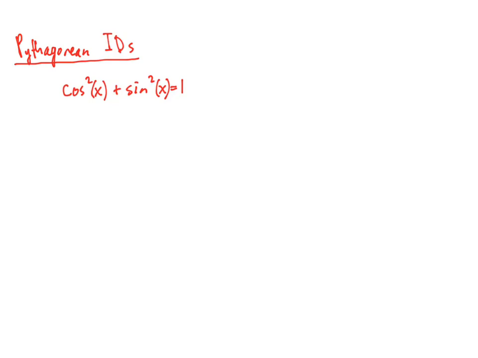And then there are two other versions of the Pythagorean identity. If we divide through each term by cosine squared, we get 1 plus tangent squared of x is equal to secant squared of x. And then if we divide the first version of the equation through by sine squared x, we get cotangent squared of x plus 1 is equal to cosecant squared of x. So those are the Pythagorean identities.